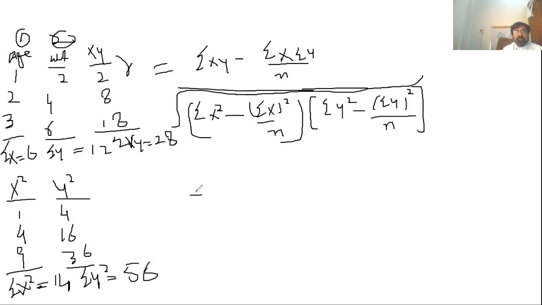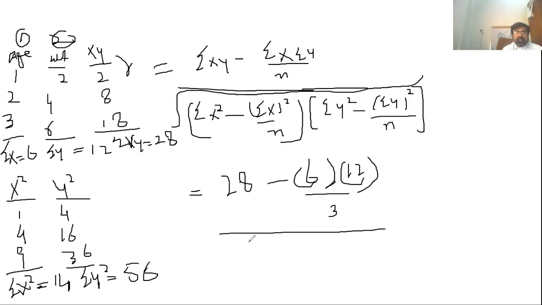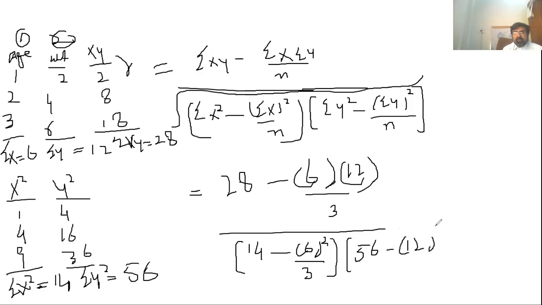Now putting the values in this formula, we get sigma xy 28 minus sigma x, sigma y, where sigma x is 6 and sigma y is 12, and it is divided by 3. Again, sigma x square is 14 minus sigma x whole square. Sigma x is 6, divided by 3, and again multiplied by sigma y square, which is 56, minus sigma y whole square, which is 12 whole square, divided by n, and this is under the root.